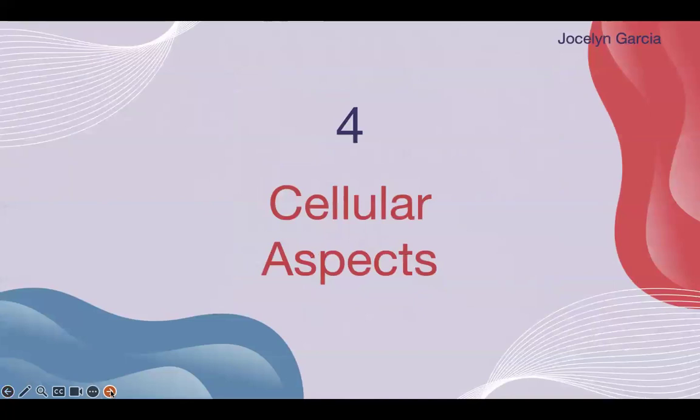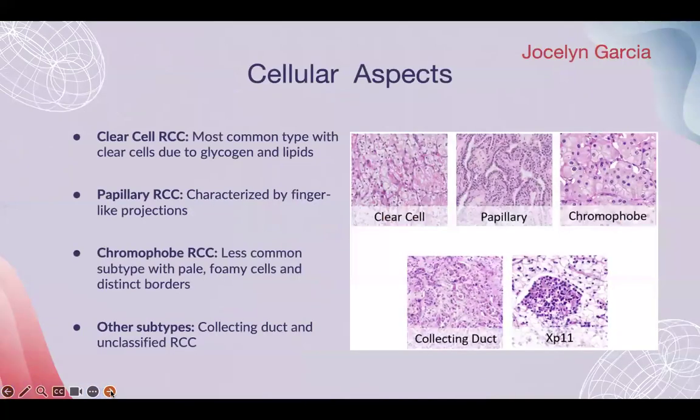The cellular aspects. So the cellular aspects of renal cell carcinoma involve the abnormal growth and division of cells within the kidney. This cancer originates in the tubules of the kidney and can have different types of cells like clear cell, papillary, chromophobe, or other subtypes, each with distinct characteristics when viewed under a microscope. These cancer cells can spread to nearby tissues and in later stages metastasize to other parts of the body through the bloodstream or the lymphatic system.